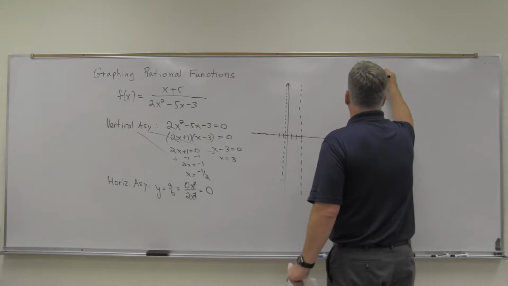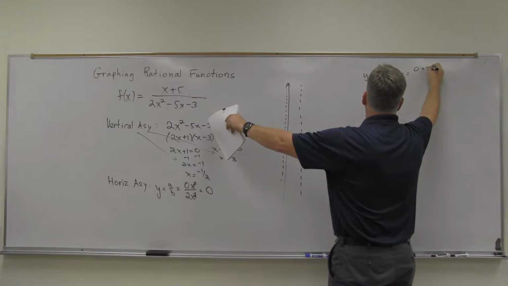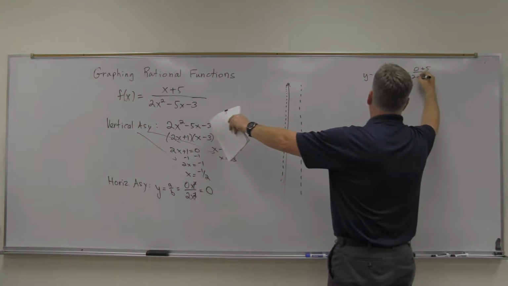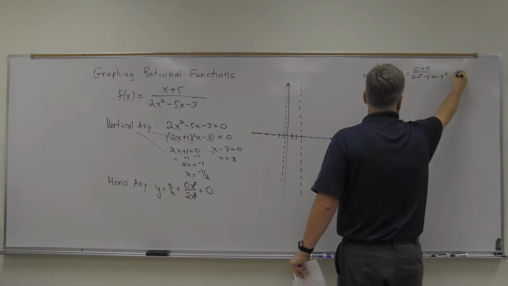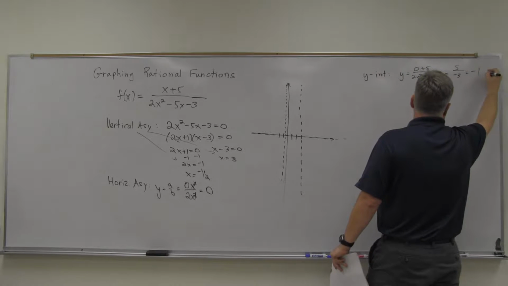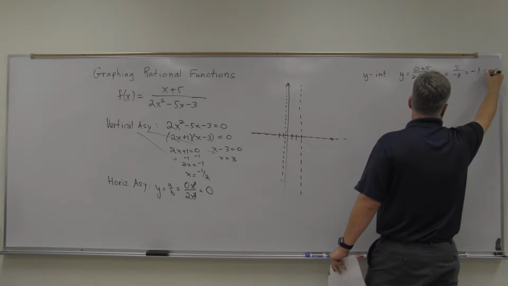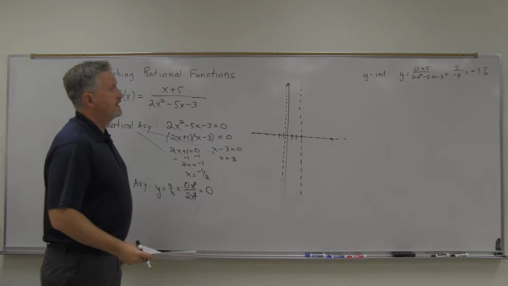The y-intercept, same old, let x be 0. So it'll be 0 plus 5 over 2 times 0 squared minus 5 times 0 minus 3. Well, that's going to be positive 5 over negative 3. Negative 1.6 repeating. We do it as a decimal.